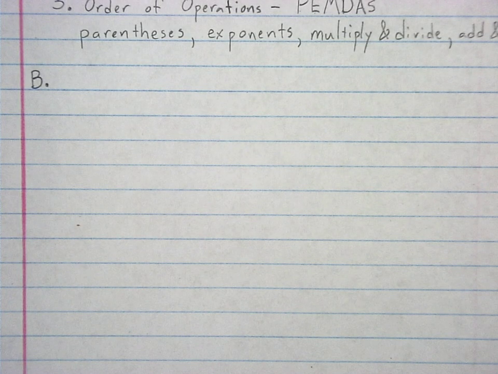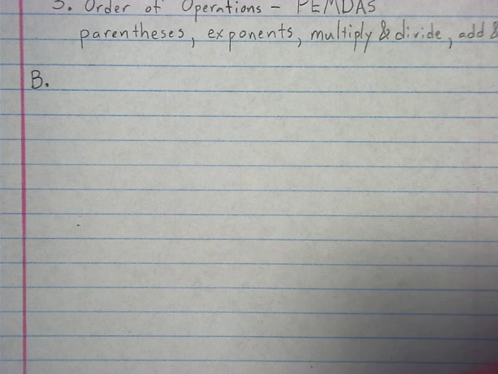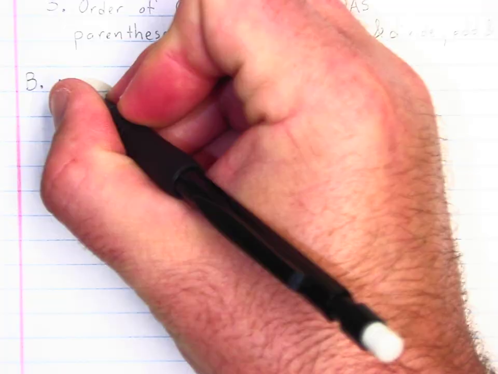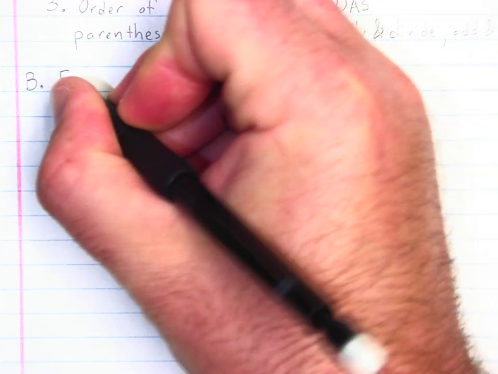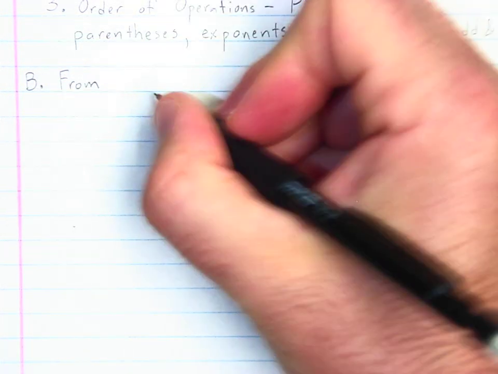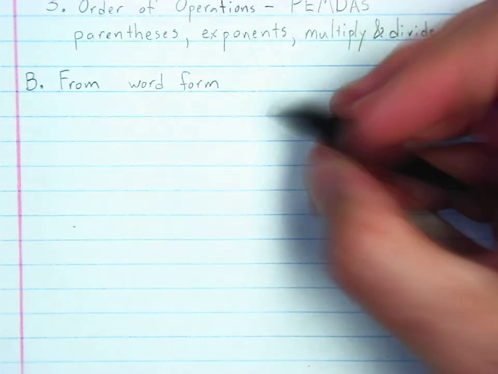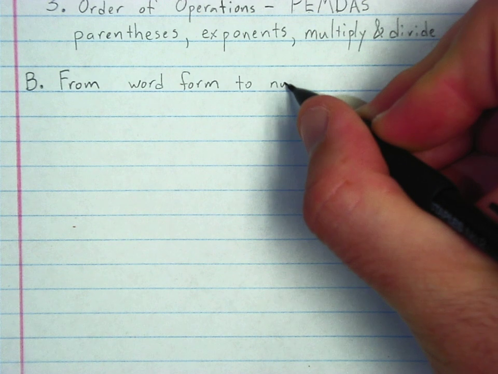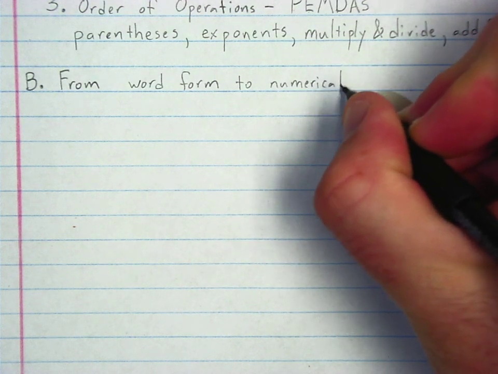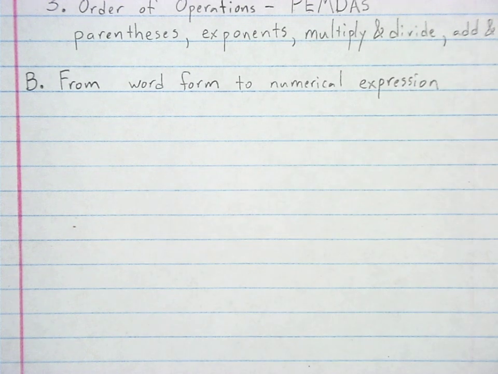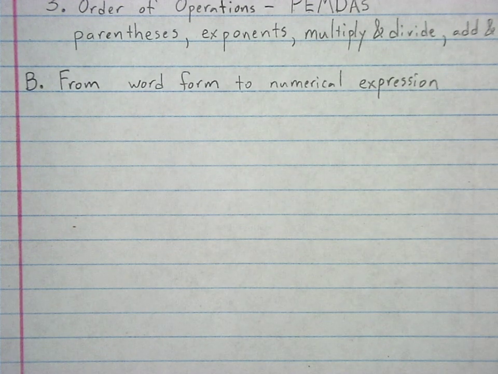Now I know this has been a little irregular. I really like to have B be the process. I want to try to be consistent. I kind of have two processes we're going to do today. The first one is when you're going from word form to numerical expression. This is when you are reading a word problem and you are trying to turn it into something you can solve. You're trying to turn it into something you can work with.